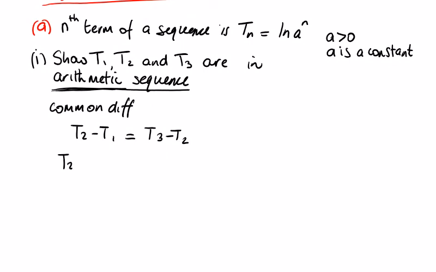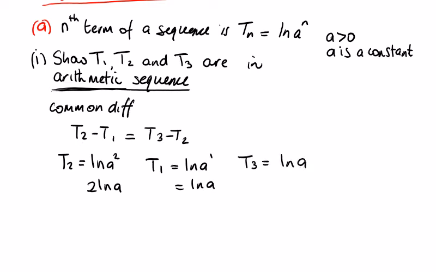First of all, let's write them all out separately. Term 2 is equal to the natural log of a to the power of 2, and we know from our rules of logs that's twice the natural log of a. Term 1 is equal to the natural log of a to the power of 1, which is just the natural log of a. And term 3 is equal to the natural log of a to the power of 3, which is 3 times the natural log of a.